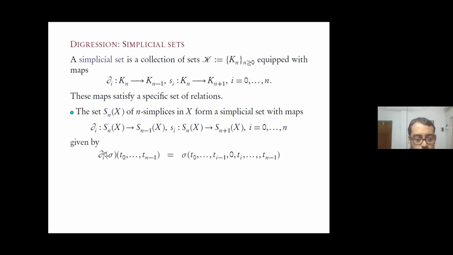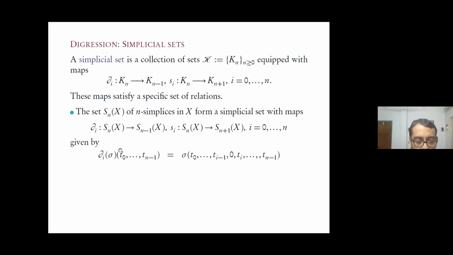So here you go. Think of an element in S_n X as nothing but a sigma, and a sigma is nothing but a map from delta n to X. What does del i do? Del i is basically saying you restrict that map to the ith face. Restricting a simplex to the ith face is essentially the inclusion. So del i sigma of t0 up to t n minus 1 is an n minus 1 simplex.